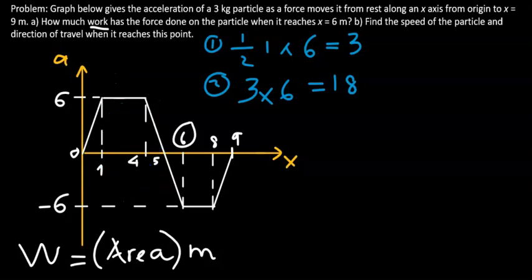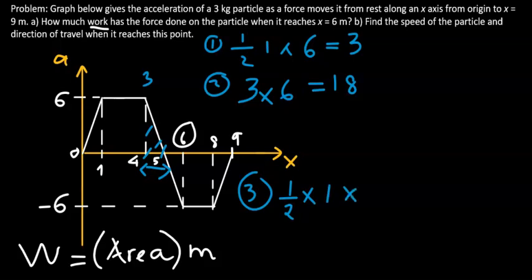Now the third area, this one right there, area 3. Again, it's a right angle triangle. So the area of a right angle triangle is half times this width, which is, this point is 5, this point is 4, so it's 1, times, again, this length, which is 6. And that's going to give you another 3.